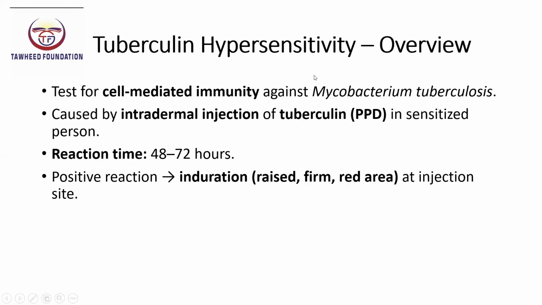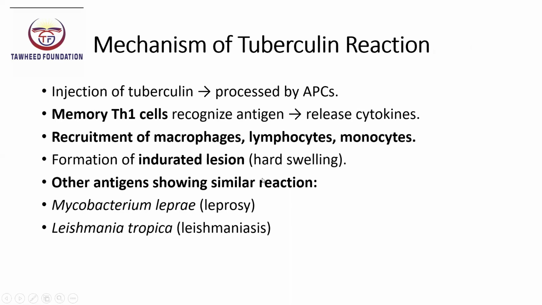Next is tuberculin hypersensitivity. The tuberculin skin test assesses cell-mediated immunity against Mycobacterium tuberculosis. A small amount of tuberculin, that is PPD, is injected intradermally into a previously sensitized individual. A reaction develops after 48 to 72 hours as a raised red area called induration. This test is a classic example of type 4 hypersensitivity in a clinical diagnostic setting.